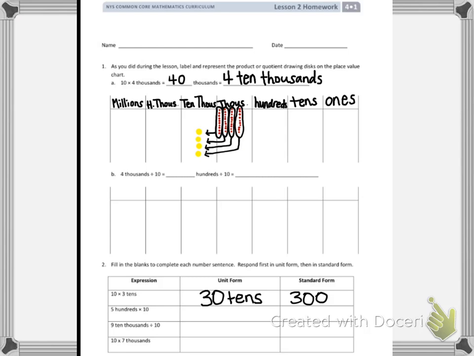Remember that when we are doing a division expression, moving left to right on a place value chart, division reverses the process and we now go to the right. So 9 10,000s divided by 10 will give you 9 thousands in unit form, which in standard form translates to 9,000.